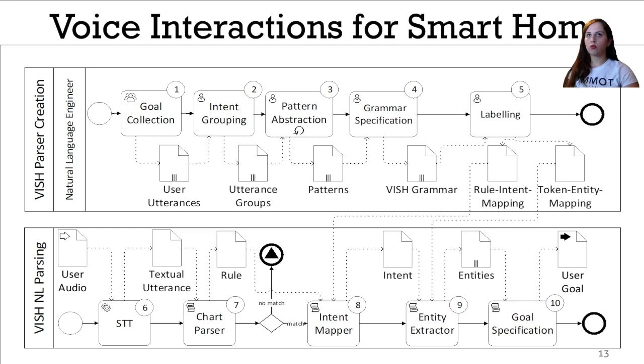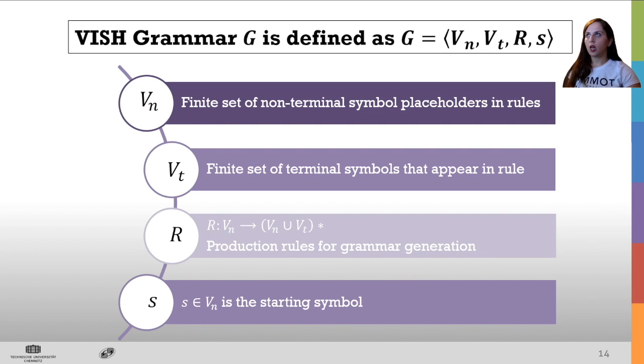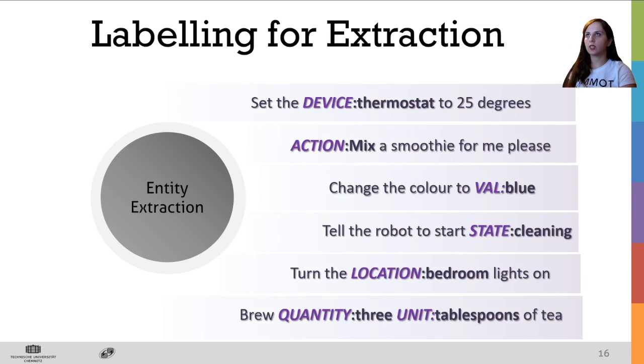Using the first four steps of this process here, the engineer specifies the grammatical structure of utterances according to a set of patterns. Each of the identified patterns is represented using EBNF rules. All the rules together form our WISH grammar G, represented here, which is a context-free grammar. For more information, please read our paper called WISH, which was accepted at the International Conference on Web Engineering 2020.